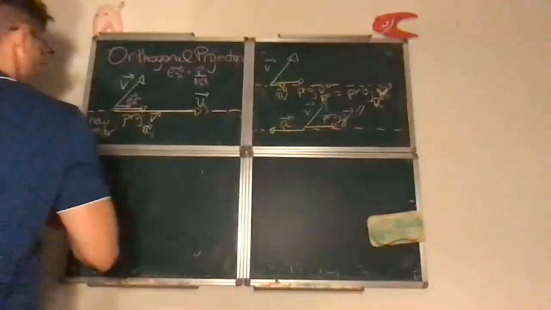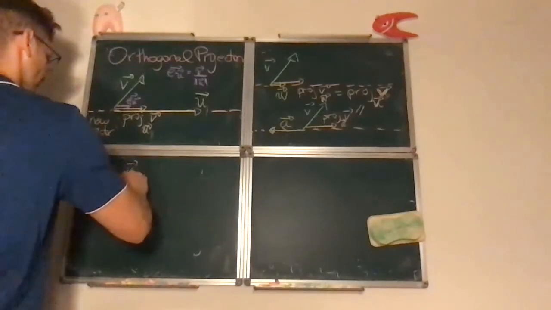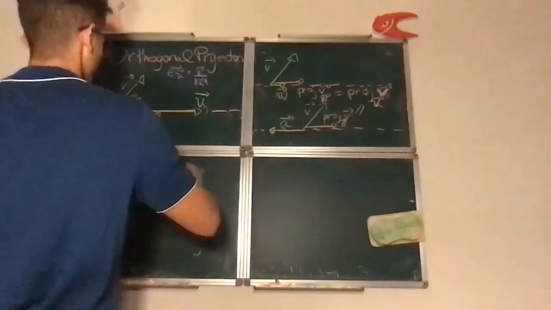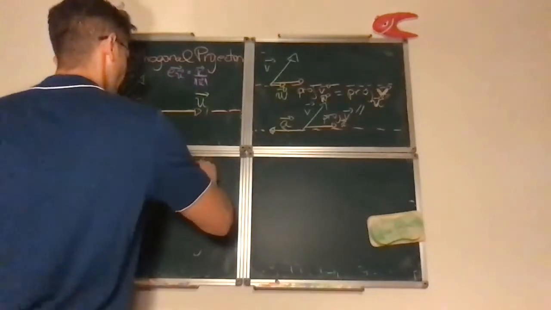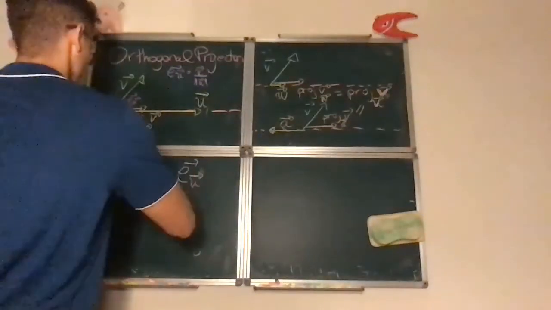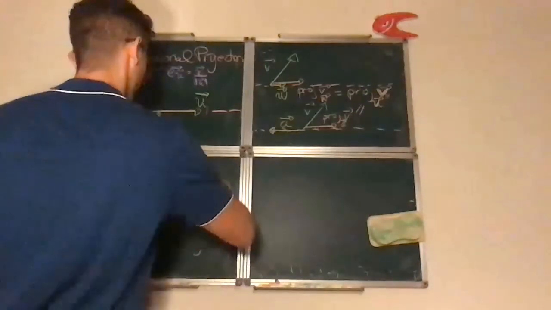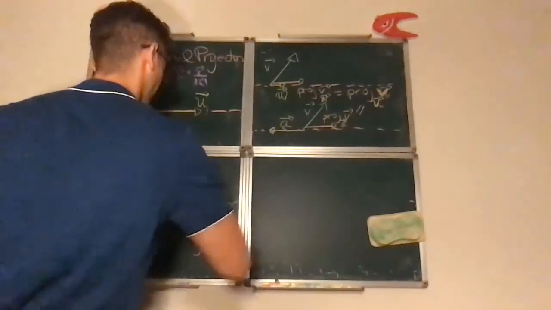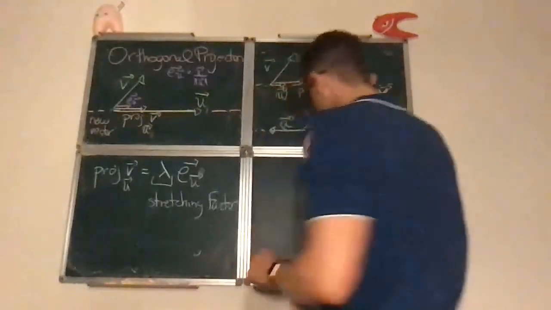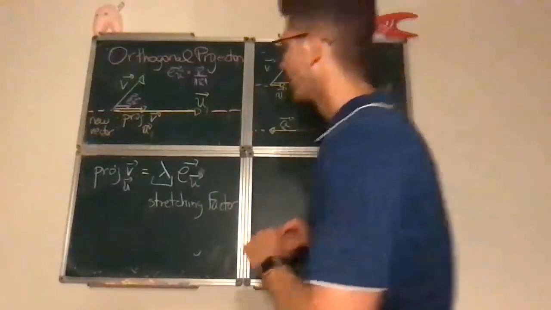So you should think of this projection as some factor lambda times the unit vector E sub u. And this is just some stretching factor. And what is this factor? Well, we just have to apply basic geometry to figure it out.